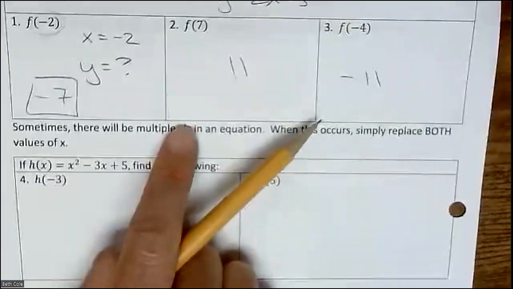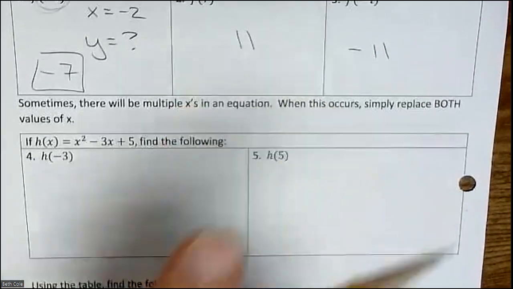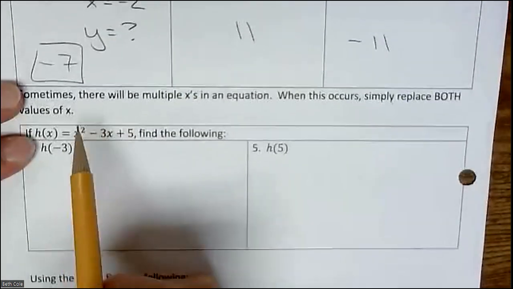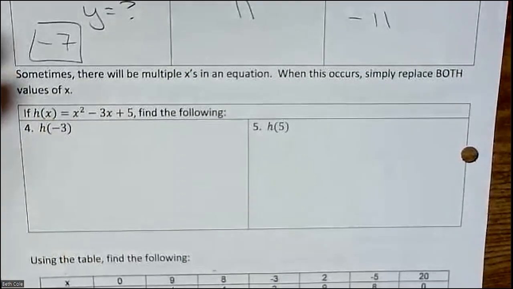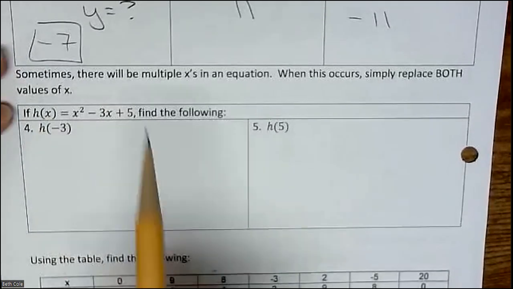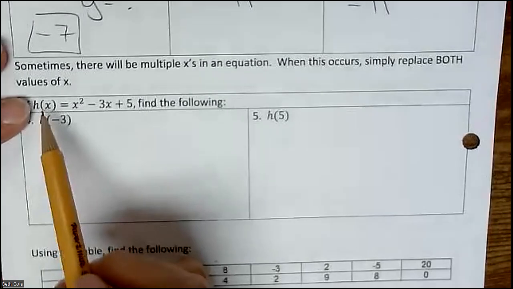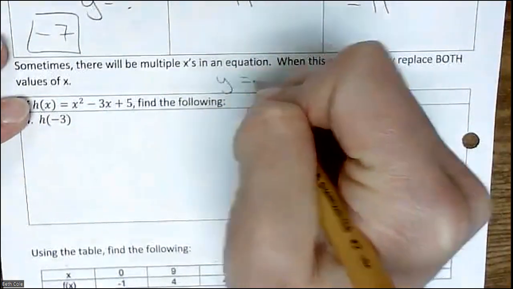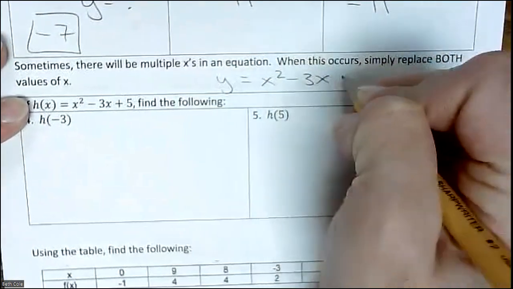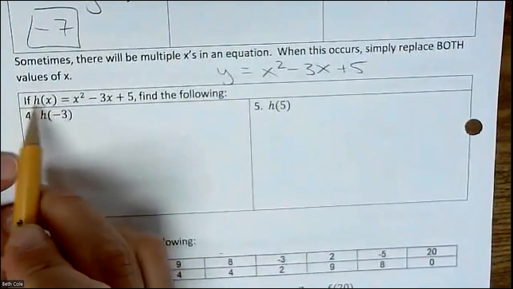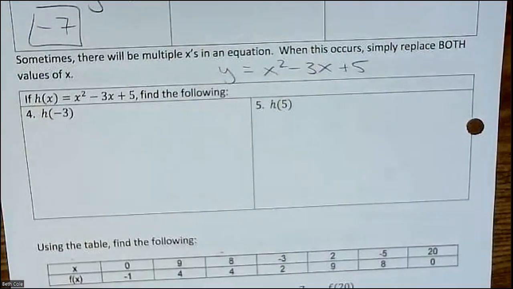Now, sometimes there will be multiple x's in an equation. When that happens, you have to replace both. All right, look. They called this one h of x. The thing that throws everybody off is just how it's written. What can I replace h of x with, though? How else could I write that? Y, good, right? Y equals x squared minus 3x plus 5. Because what scares everybody is just how it's written. You're not actually doing anything all that hard, but the way it's written bothers everybody, all right?